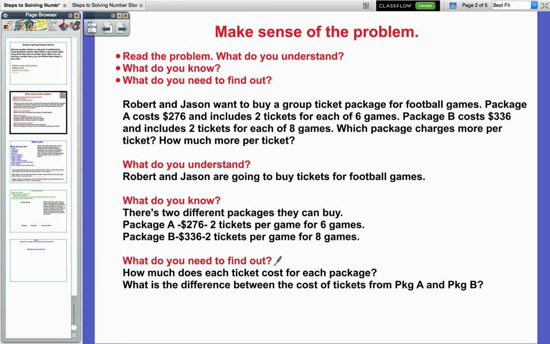So what do I need to find out? Well, there are 2 questions here. If you look up here in the story problem, there are actually 2 different things they want you to answer. How much does each ticket cost for each package? And what's the difference between the cost of tickets from package A and package B? Okay, so that's my first step. I just have to understand exactly what it is I'm going to do.